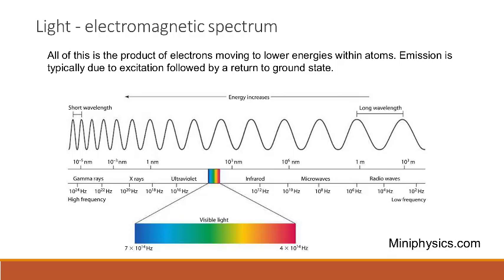Can we use light to tell us something about the composition of minerals? And recalling that all light is the product of electrons moving from higher to lower energies, can we use that information to understand the composition of the minerals that we know and love?